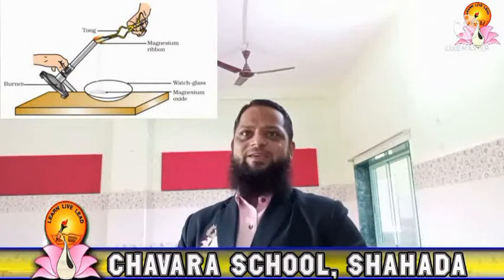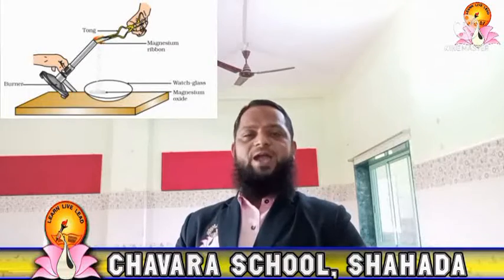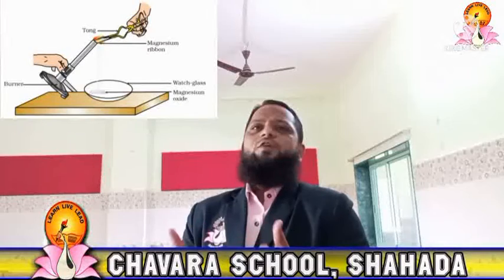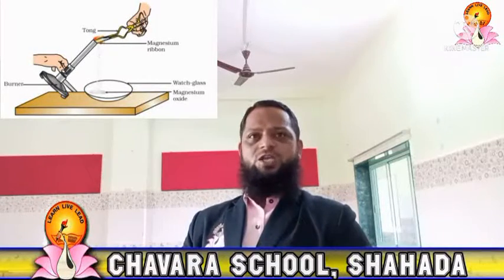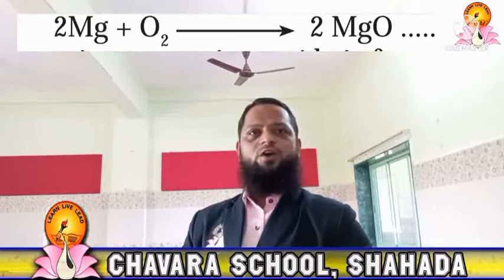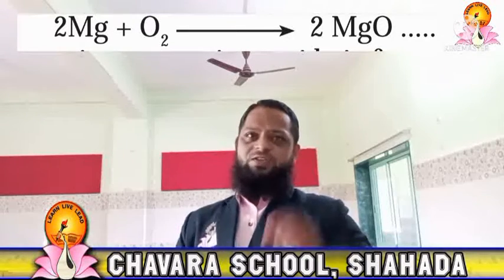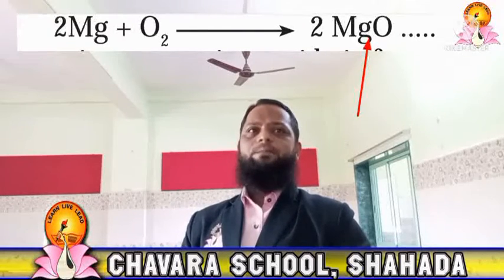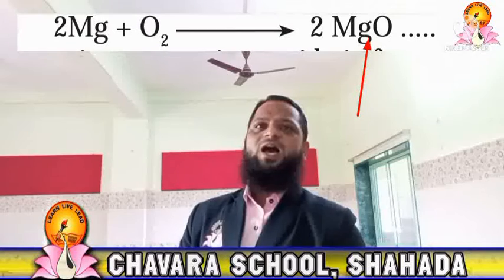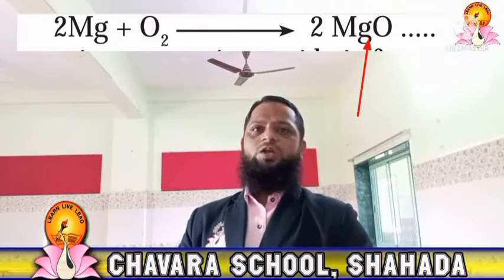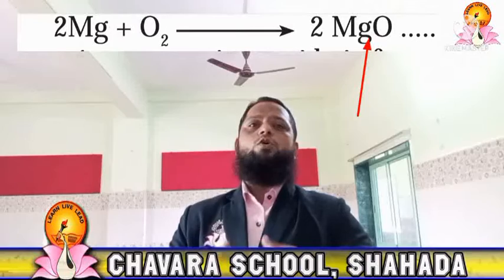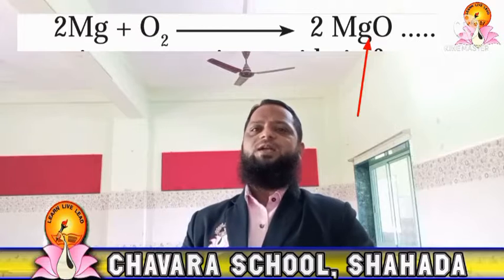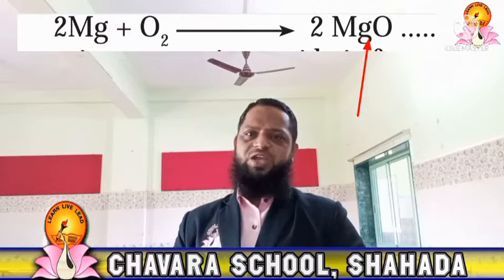On burning in air, a white powder of magnesium oxide is formed. The reaction can be written in the form of a chemical equation, that is 2Mg + O2 → 2MgO. In this reaction, magnesium oxide is formed as the single product by combination of magnesium and oxygen. Dear friends, when two or more reactants combine in a reaction to form a single product, it is said to be a combination reaction.